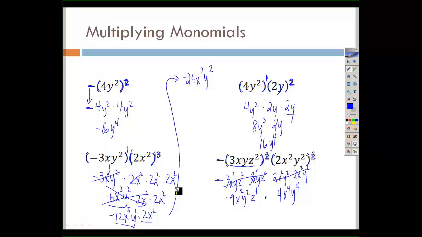Negative 9 times 4 is negative 36. X squared times x to the fourth, if you add the exponents, you get x to the sixth. Y squared and y to the fourth make y to the sixth. I see z to the fourth and there's no more z, so I'm just going to write down z to the fourth. All that is my answer for that huge long problem.